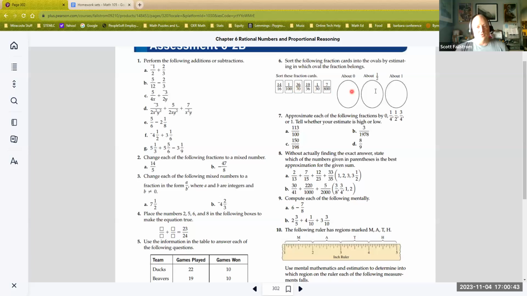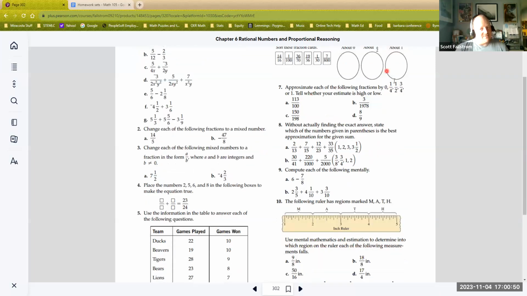Sorting, like we said before, sort these. Where should they go? Which ones are about a half? Which ones are about 1? Which ones are about 0? And then you get to do the same type of thing with some benchmark fractions: 0, 1/4, 1/2, and 3/4, or 1. And then you need to say whether your estimate, which again would be one of these numbers, is too high or too low. So as an example for the first one, 113 over 100, that is pretty close to the number 1, but 1 would be 100 over 100. So that number 1 as an estimate would be lower than 113 over 100.